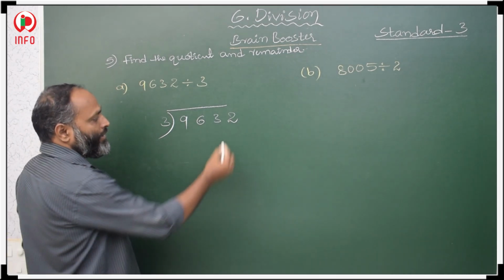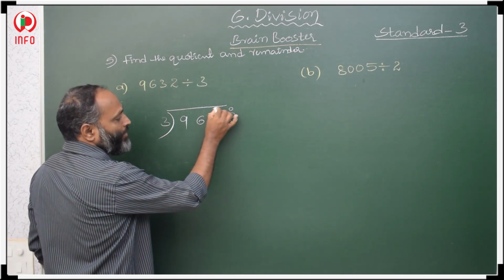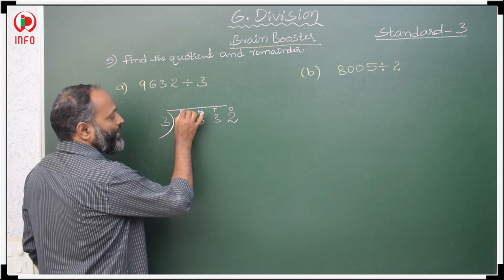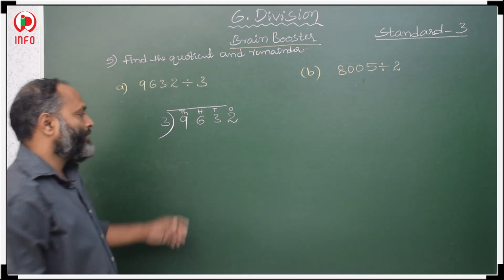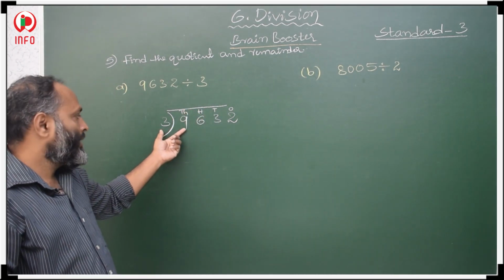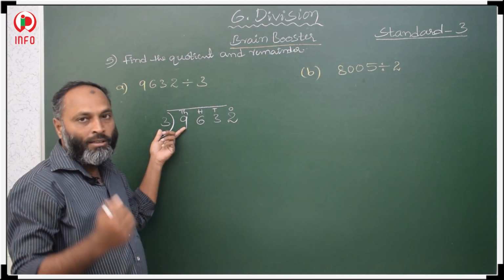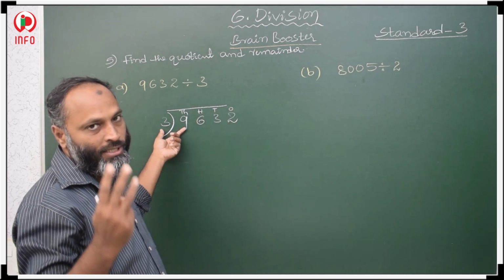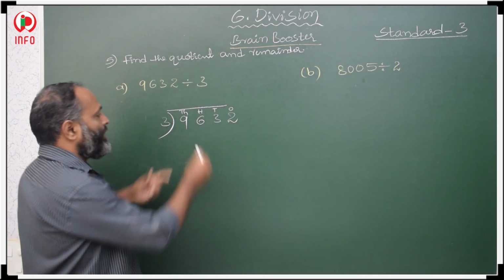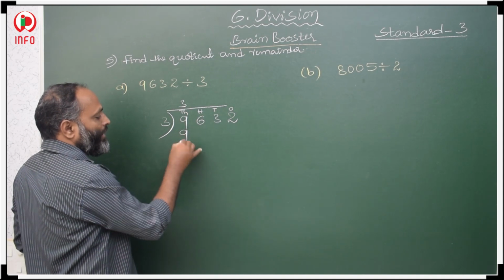9632. So, this is our ones place, tens place, hundreds place and thousands place. First we have to divide the thousands place. In the 3 table, when will you get 9? So, read your 3 table. 3 ones are 3, 3 twos are 6, 3 threes are 9. 3 threes are 9, we have to write that.